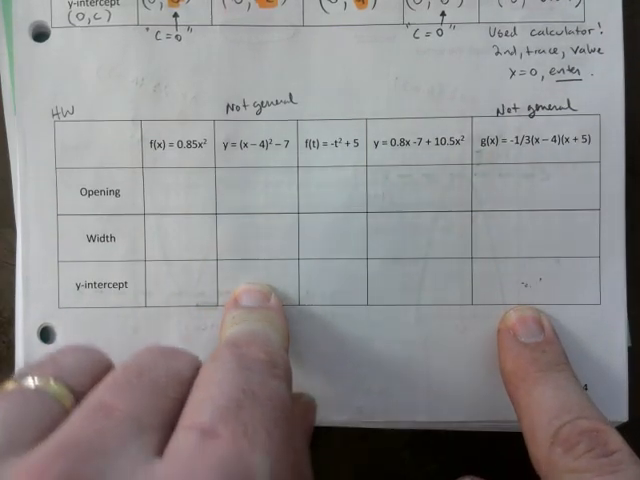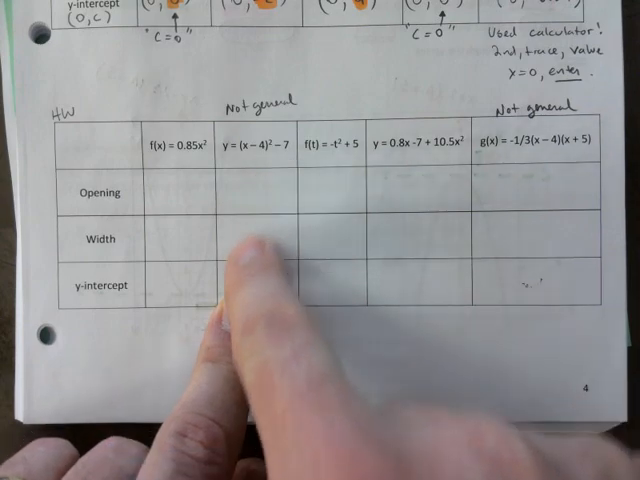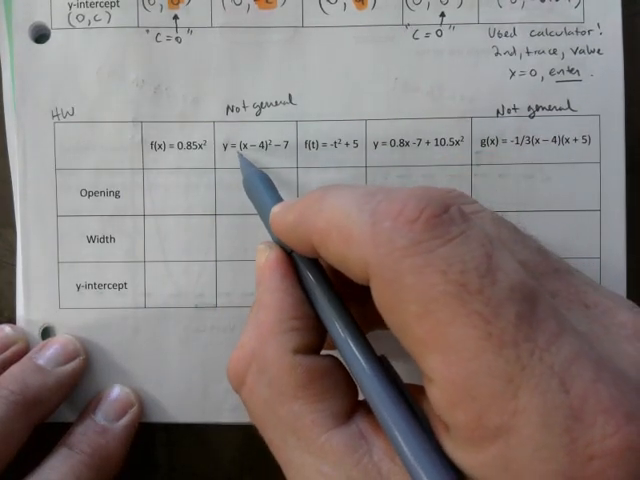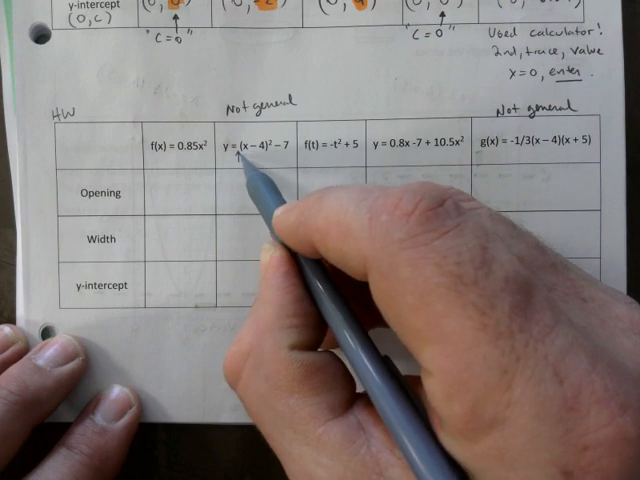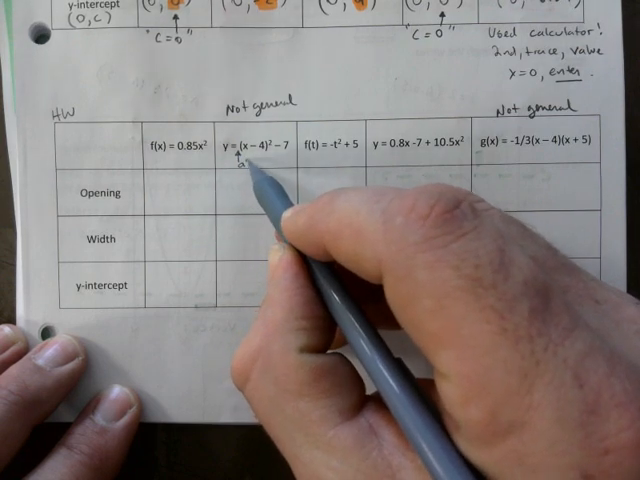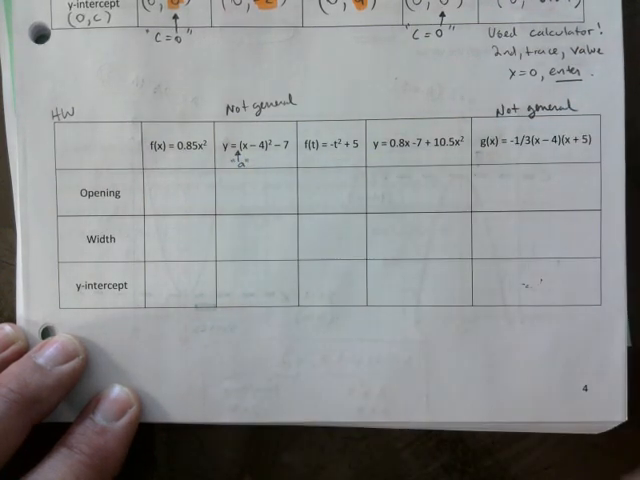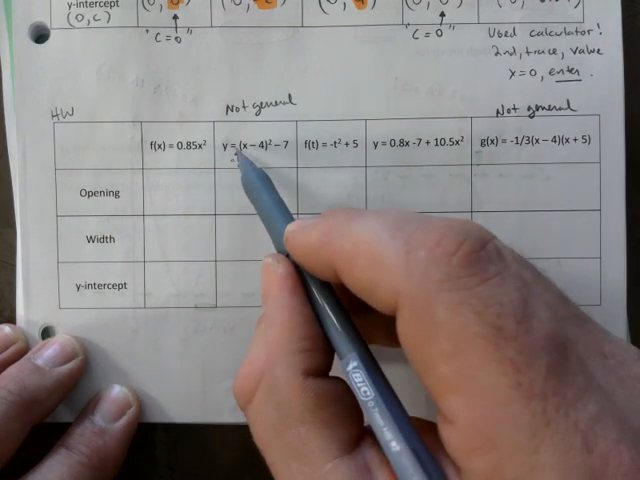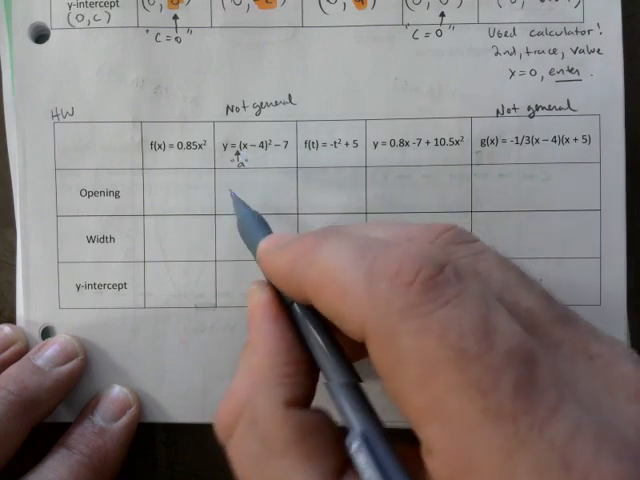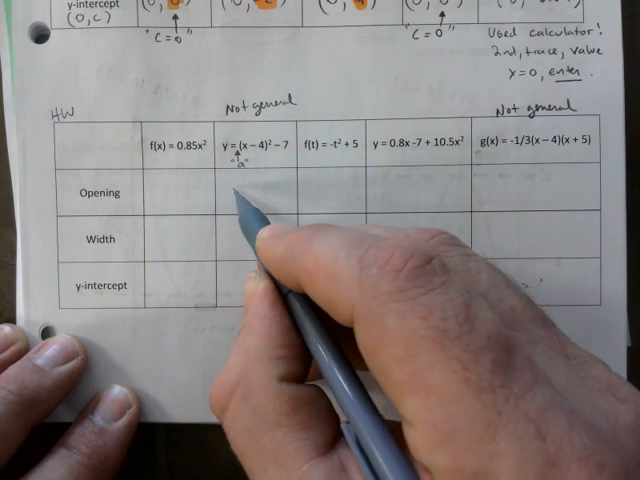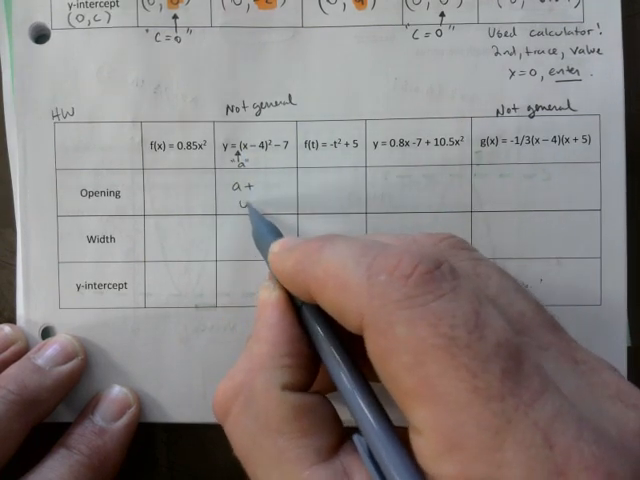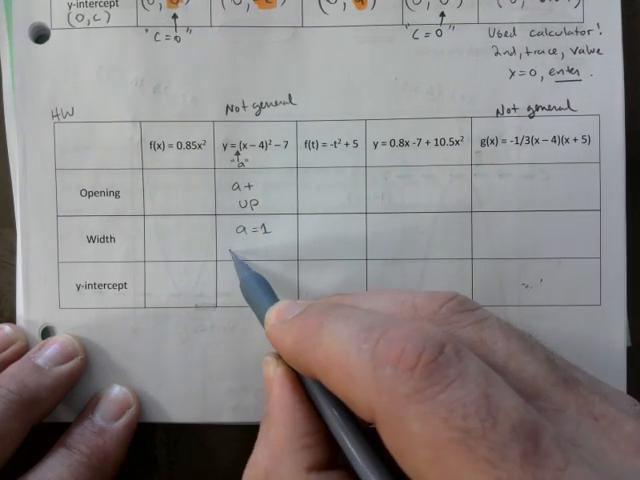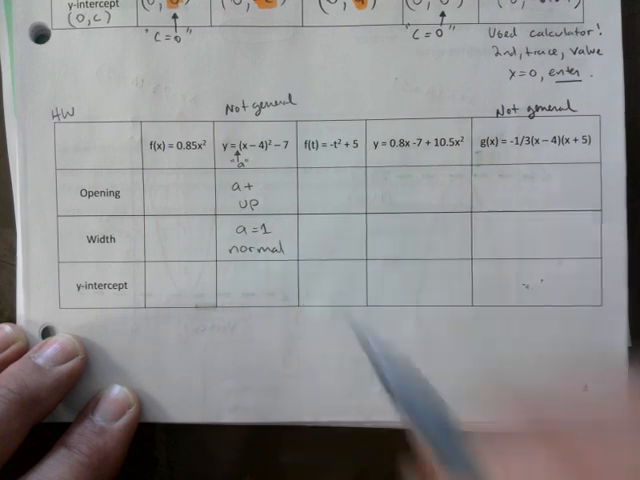The key is posted, right? So in this case, A is actually right in front here. That's where A is located. It's always at the front. Sometimes it's visible, sometimes it's invisible. So in this case, there's a 1 there, right? So opening, A is positive, so it'd be opening up. A is equal to 1, so this would be considered a normal.